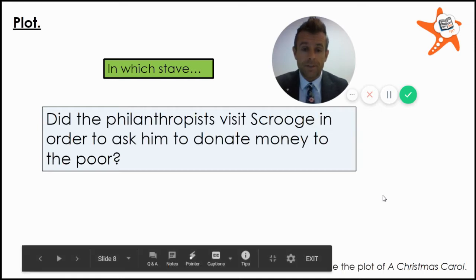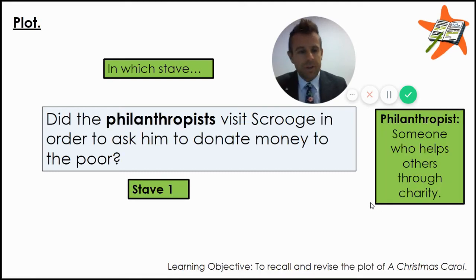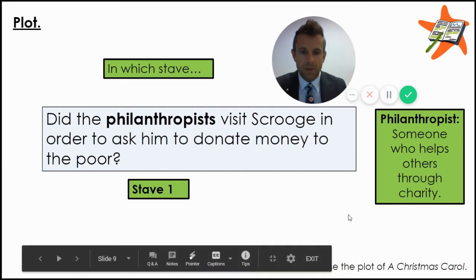Okay, are you ready for the answer to be revealed? It was, of course, stave 1, right at the very beginning. Just a quick recap on that vocab then. So a philanthropist is someone who helps others through charity. So you remember those portly gentlemen came to Scrooge to ask for money. And because it's in stave 1, right at the beginning, when Scrooge is extremely avaricious and devoted to mammon, he obviously refused. All right, number 3 then.